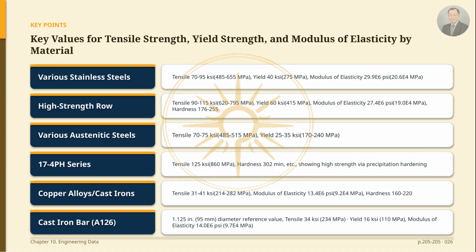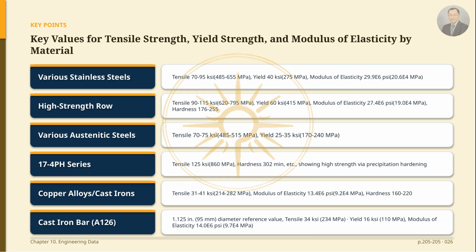Many stainless steel rows show a tensile strength of 70 to 95 KSI, which is 485 to 655 MPa, a yield strength of 40 KSI, or 275 MPa, and a modulus of elasticity of 29.9 times 10 to the power of 6 psi. High-strength rows show a tensile strength of 90 to 115 KSI, a yield strength of 415 MPa, and Brinell hardness ranging from 176 to 255.